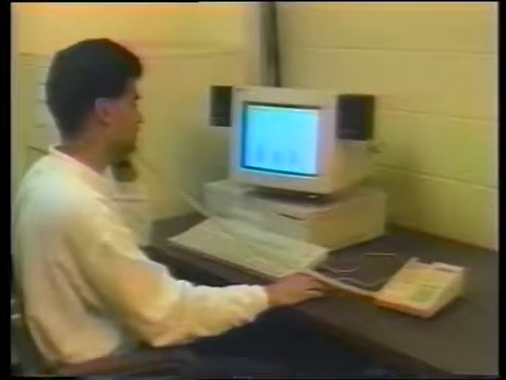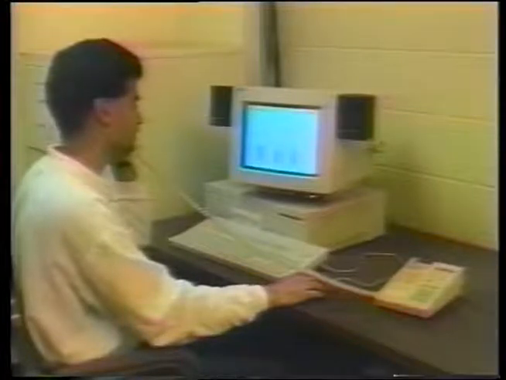What's the difference between the solid and the striped data? Okay, thanks.